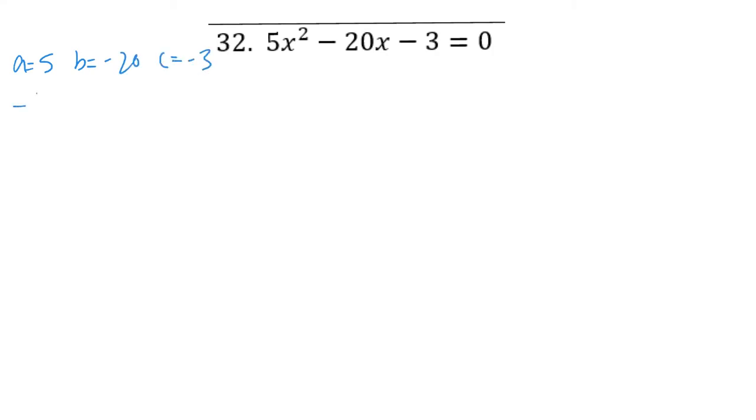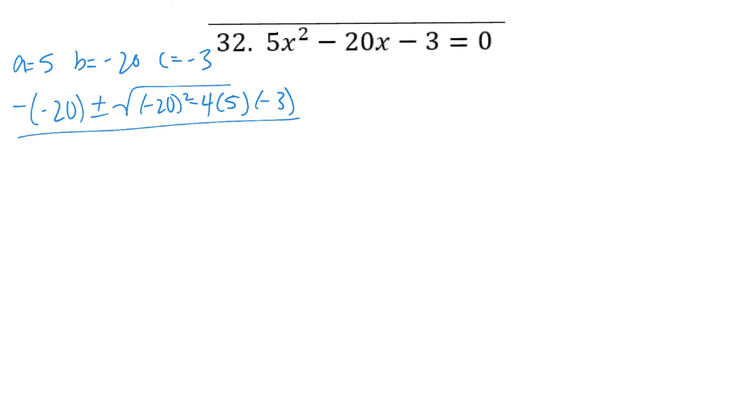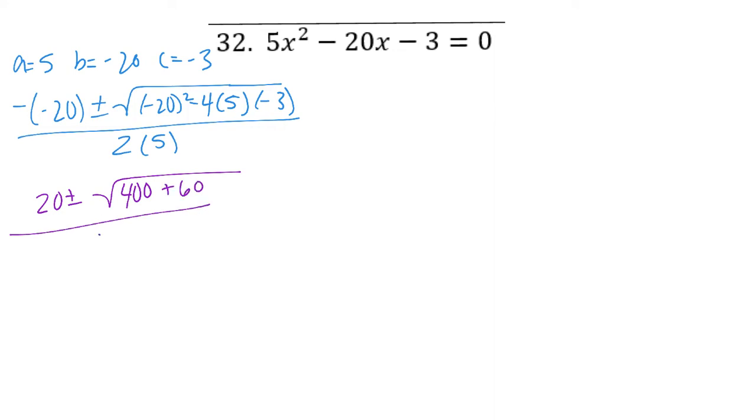So A is 5, B is negative 20, and C is negative 3. So if we plug it in, minus negative 20, because remember it's minus B, plus or minus the square root of negative 20 squared minus 4 times A times C, all divided by 2 times A. Now we want to simplify. Minus, minus gives you a positive 20, plus or minus the square root of negative 20 squared is 400. So then negative 4 times 5 times negative 3 is plus 60, all divided by 2 times 5, which is 10.